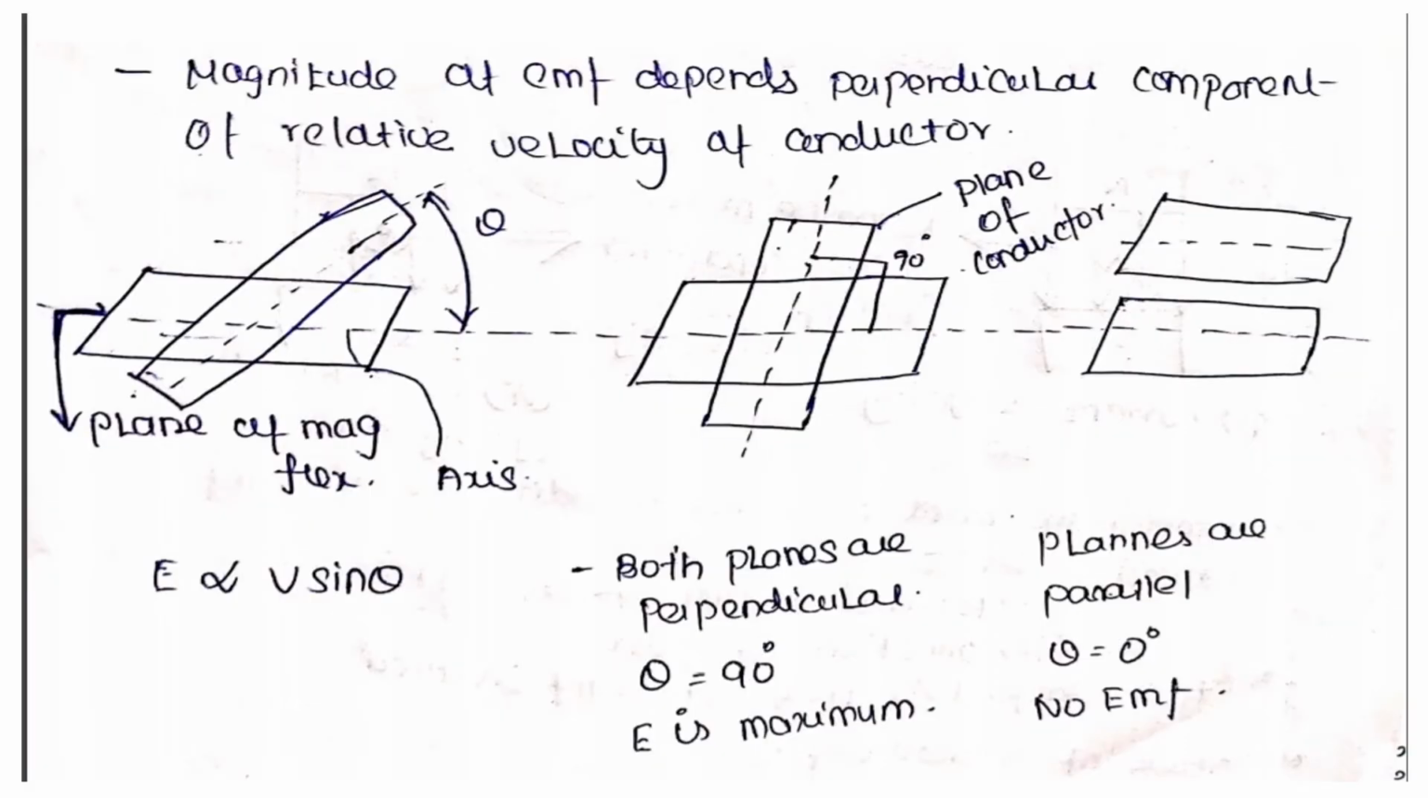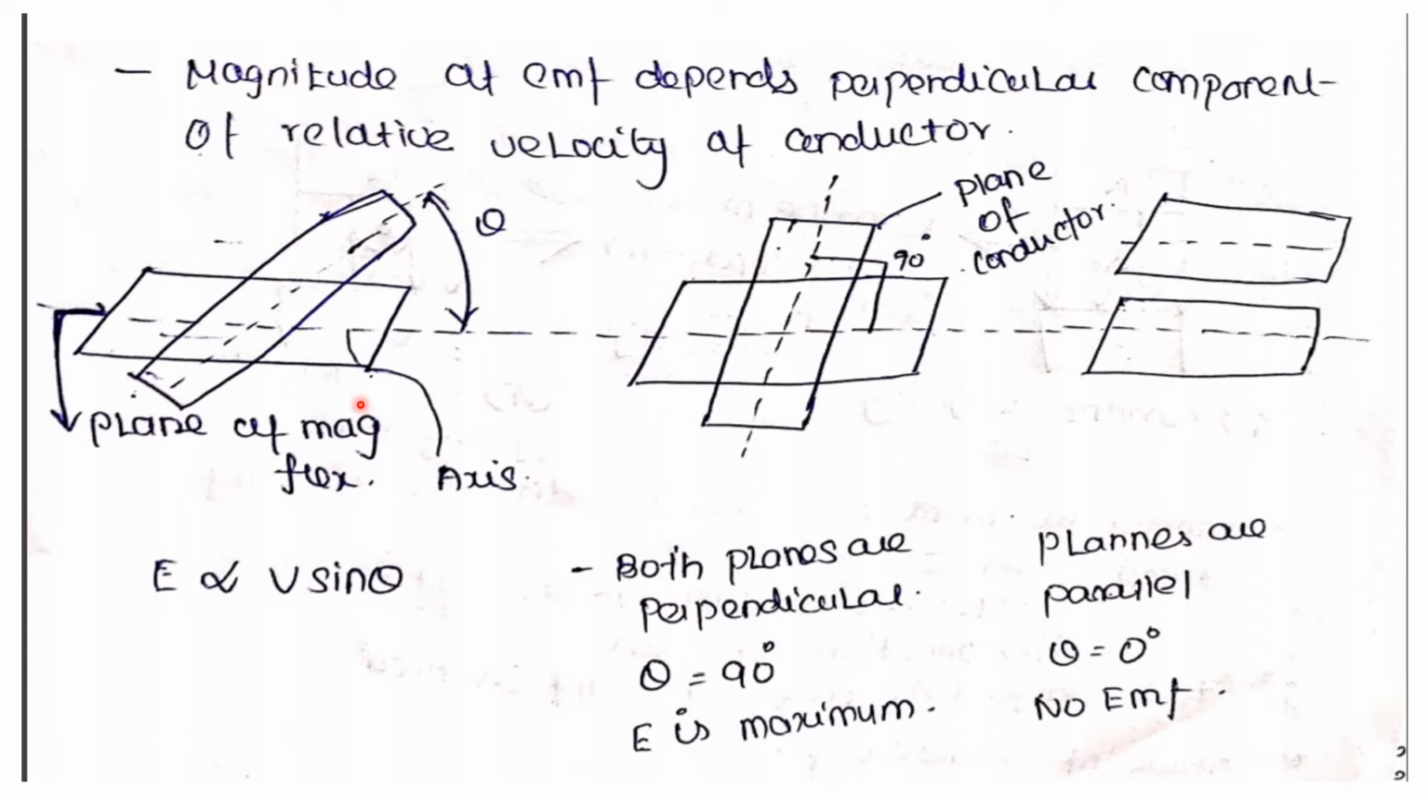Here the magnitude of the EMF depends upon the perpendicular component of the relative velocity of the conductor. This rectangular path represents the plane of the magnetic flux, and this path represents the plane of the conductor. The center dotted line represents the axis of the plane of the magnetic flux as well as the axis of the plane of the conductor.